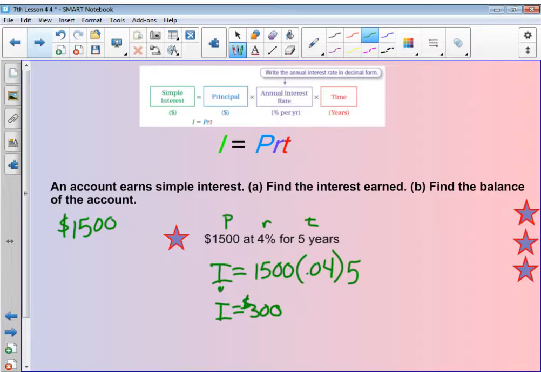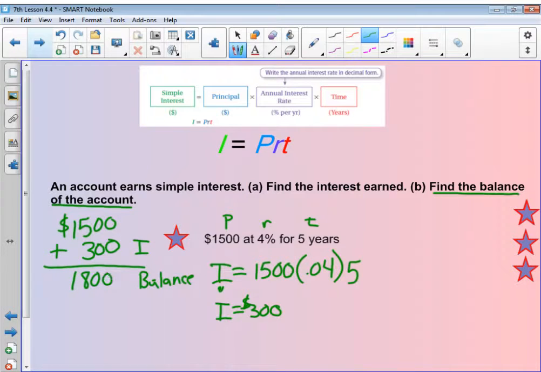There was a second question that was asked, and that says find the balance of the account. So if I had $1,500 in the account initially and I didn't touch it, I left it in the account for those 5 years, I'm going to get paid $300 interest. So what would my ending balance be? This was my interest, my new balance. I'm going to just add these together. I get $1,500. They're paying me $300 to use it. So I ended up with $1,800 at the end of 5 years in that account.